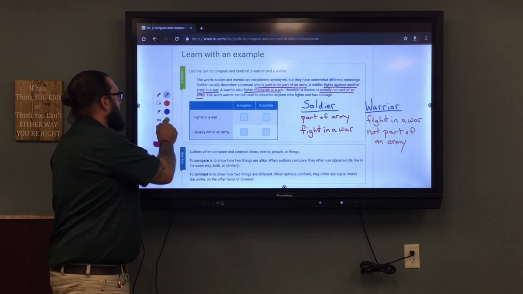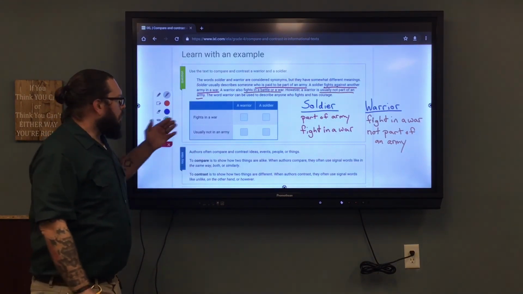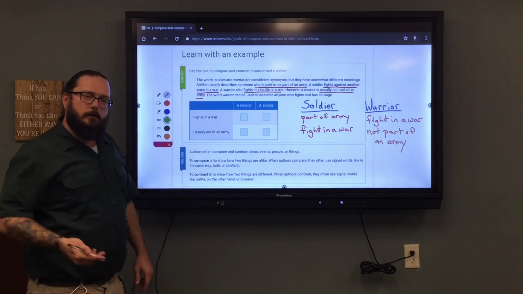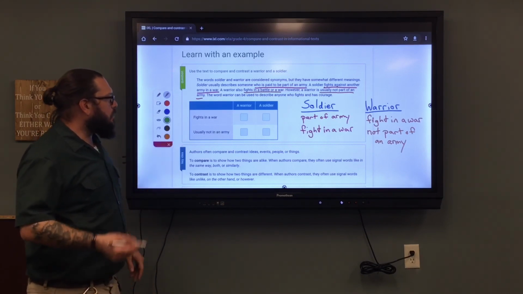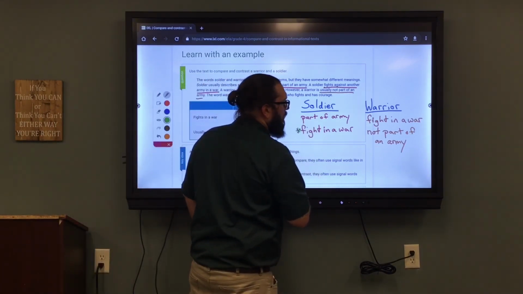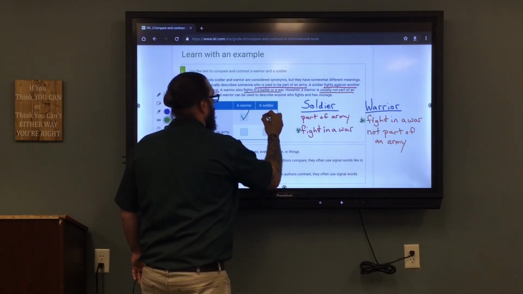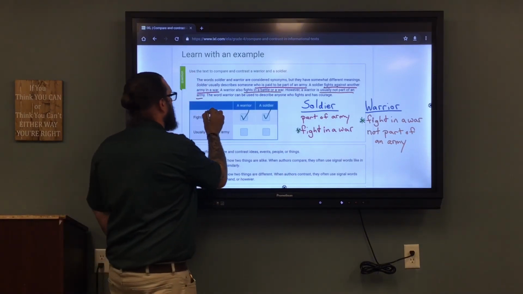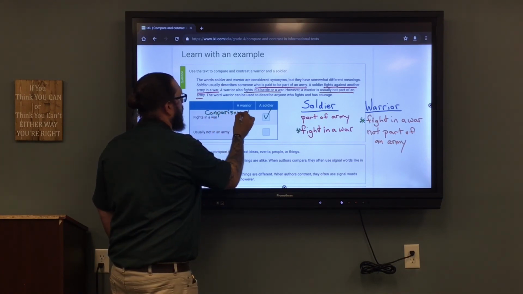Based on this information, let's see if we can determine which details describe a warrior and which ones describe a soldier. So our first detail is fights in a war. Well, we see that that is true of a soldier as well as true of a warrior. So fighting in a war would be a comparison. How are they similar?